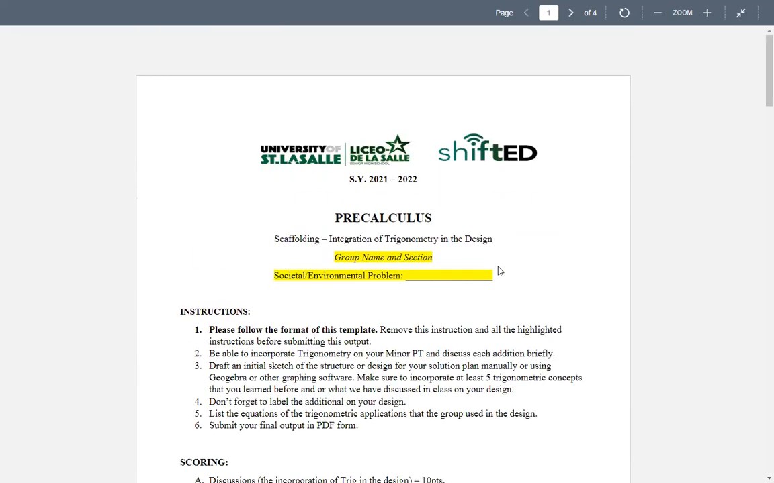So that will be all for our scaffolding for this second quarter. And if you have any questions or clarifications, please feel free to message your teachers. Message them in Canvas or give them a message in Messenger or whichever medium of communication your teachers have given you.